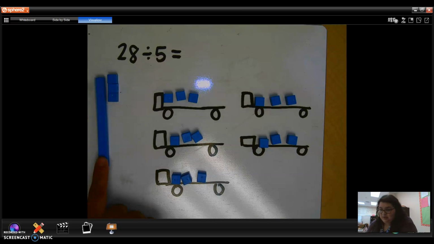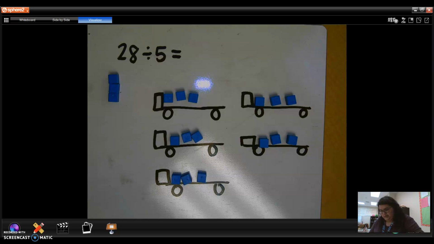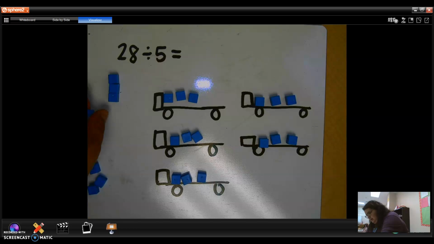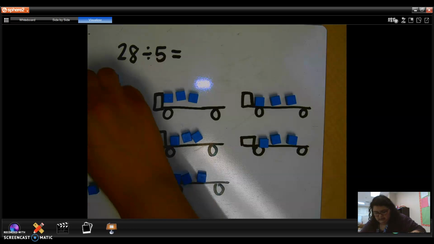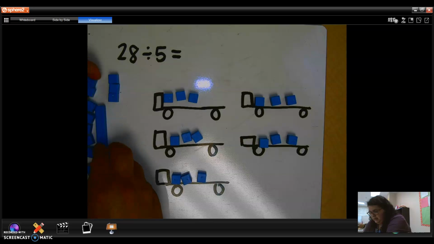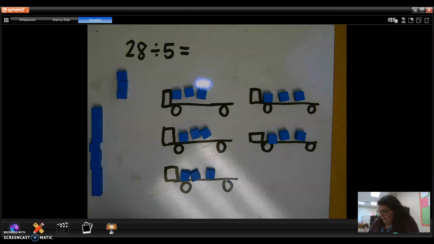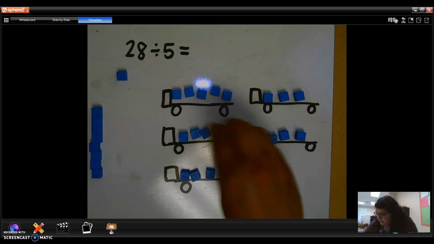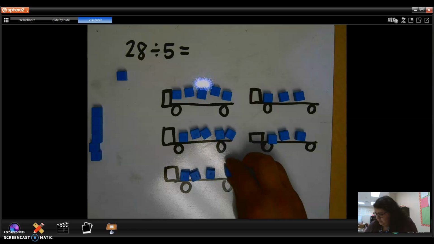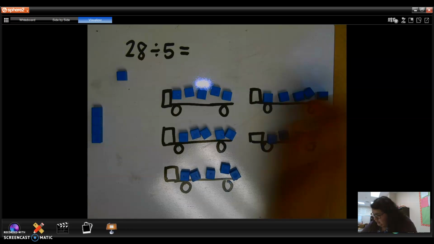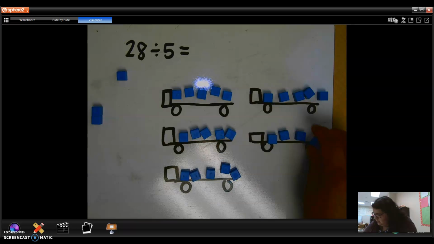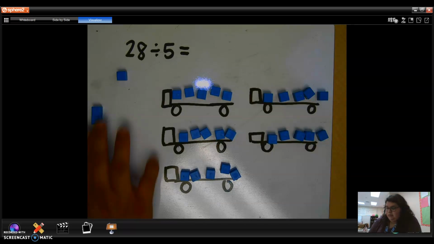I'm going to have to do the same thing here, break it up. So I need 10, right? So I got 1, 2, 3, 4, 5, 6, 7, 8, 9, 10. Okay, so that's the equivalent to one of my rods. I'm switching it out. Now I can add maybe 2 more. So 2 on each truck. Alright, so that means I have 3 left over.